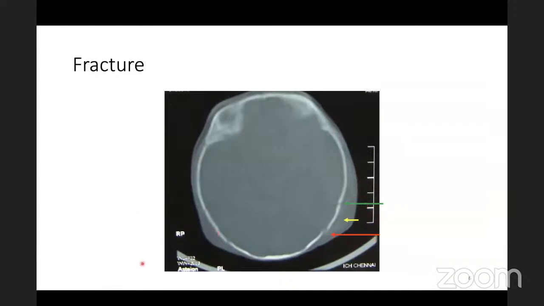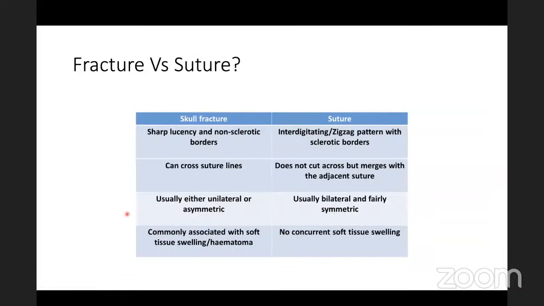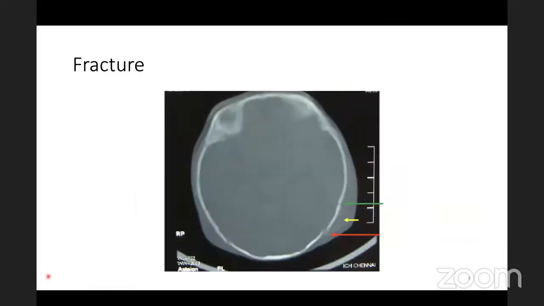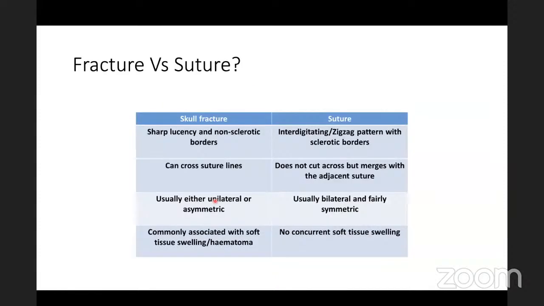So how do you differentiate between the two? Both look very similar. This is a common query from residents and young people who are not used to reading trauma CT. It is basically differentiated by certain points. You know that a fracture is going to have an interdigitating or zigzag pattern. If you go back to the previous slide, you can see that there is a zigzag pattern to the red line. A suture is not going to be zigzag, it's going to be very straight or linear, right?